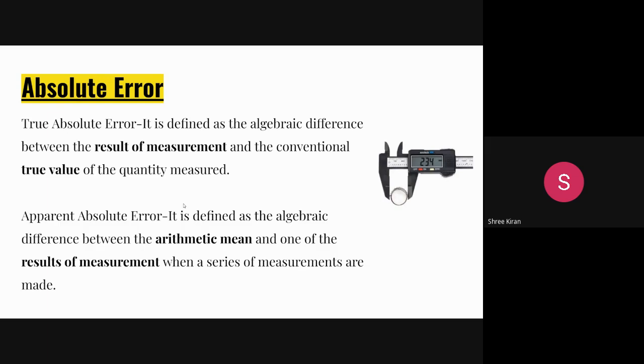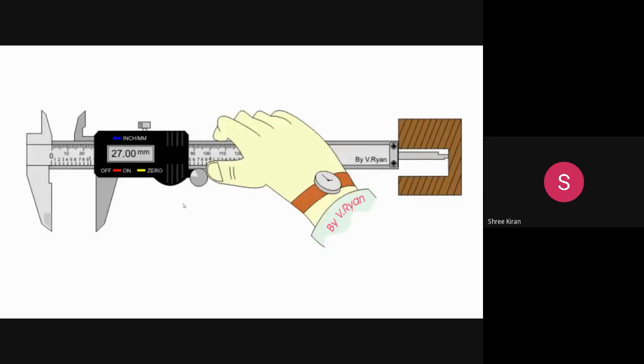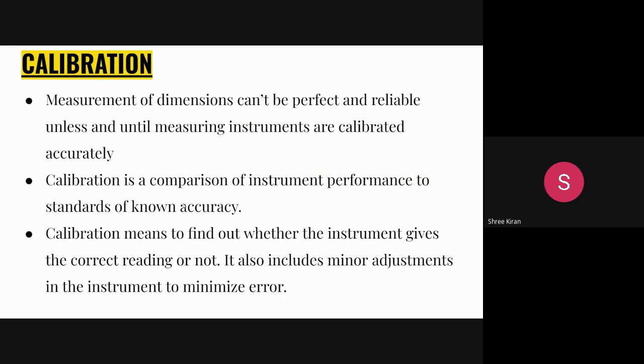Then comes the vernier caliper instrument. Then we have the calibration. Calibration is mainly done for achieving the maximum accuracy and precision of the instrument. Accuracy, in the case of accuracy, means to an extent.